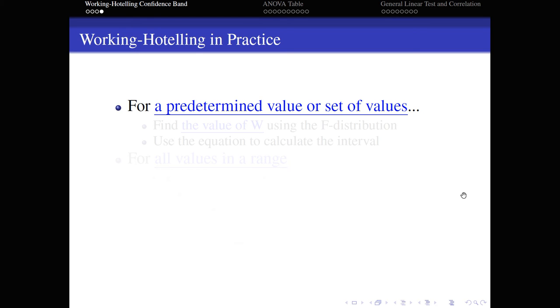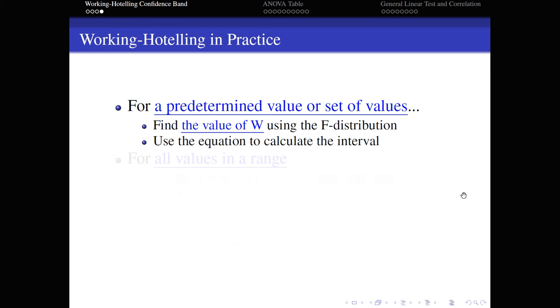So if we're using this for a predetermined set of values, that is, we want to calculate confidence intervals for these 10 specific x sub h values, then we find the value of W using the F distribution, and we just plug those 10 x sub h values into the equation, and we have those 10 intervals.